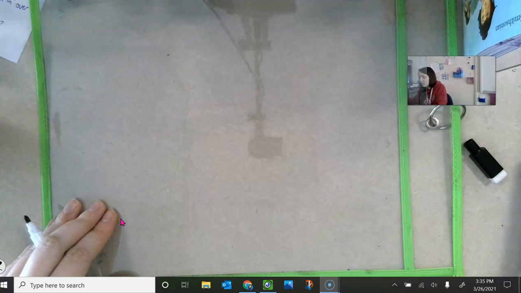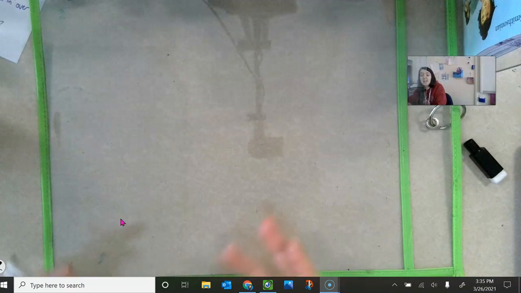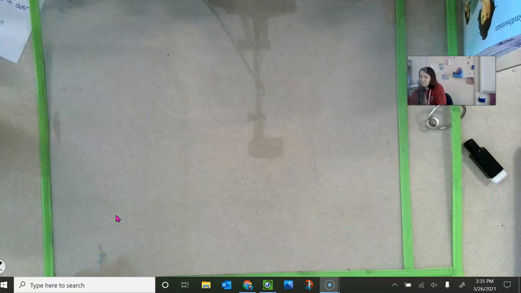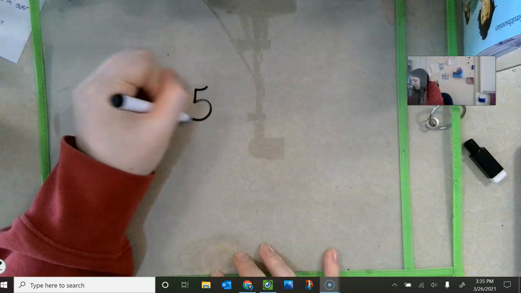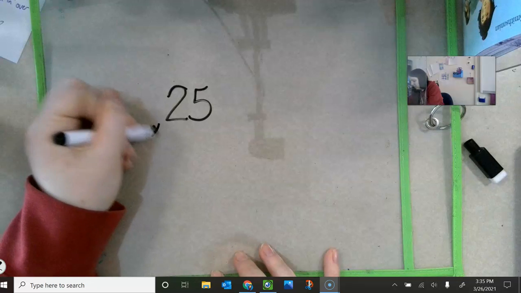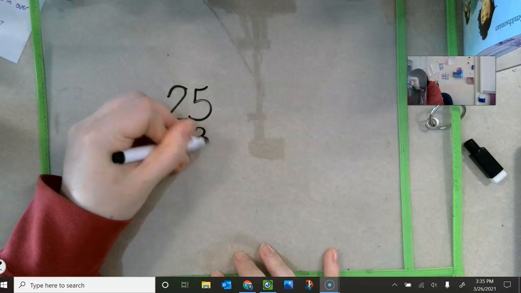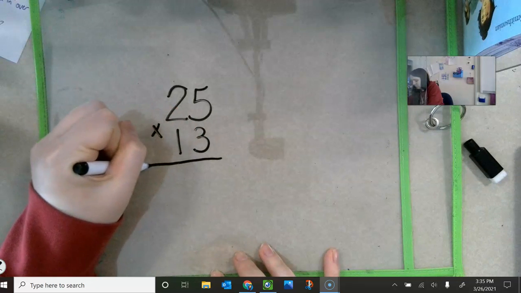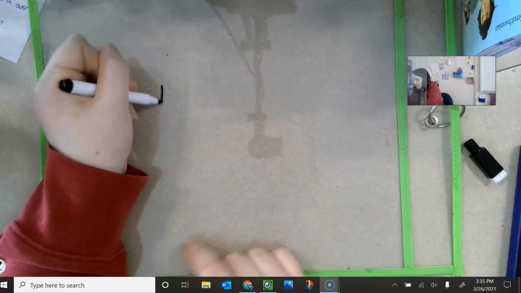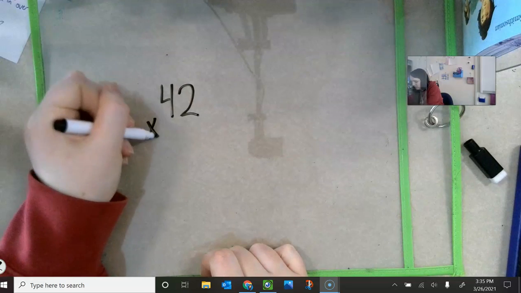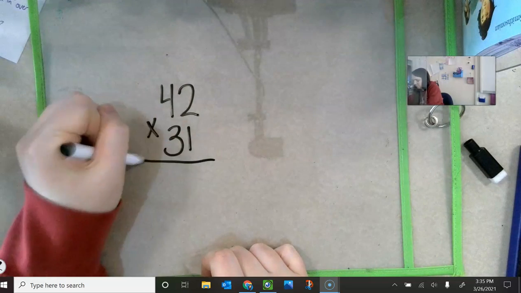Alright, we're going to try this again. I know this might be a little bit tricky today, but today's the first time you're trying it. We don't expect you to be perfect the first time you try something, but we do expect you to try. So let's do 25 times 13. That's pretty close to the one we just did. Let's try 42 times 31.